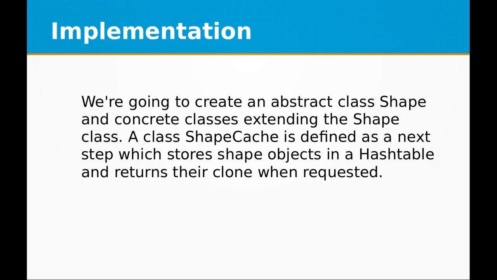Let's look at the implementation we are going to proceed with in this particular video. We are going to create an abstract class Shape and concrete classes extending the Shape class. Class ShapeCache is defined as a next step, which stores shape objects in a hash table and returns their clone when requested.